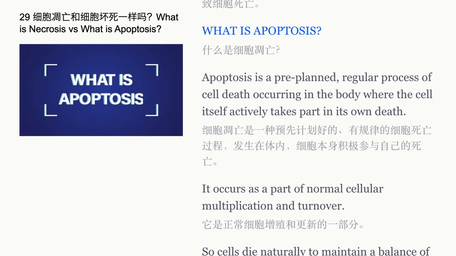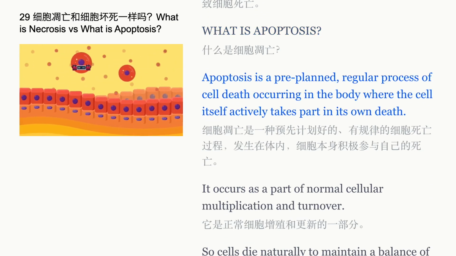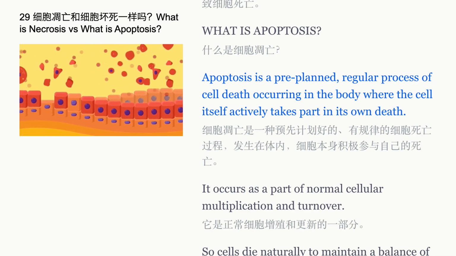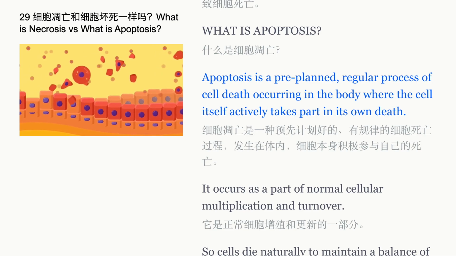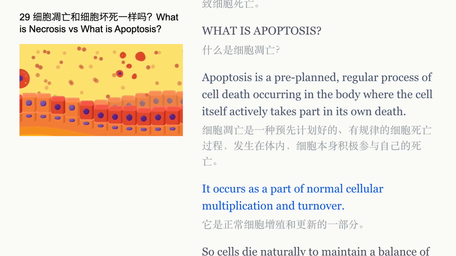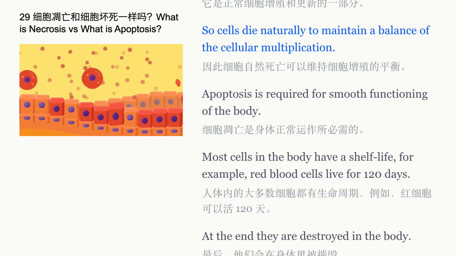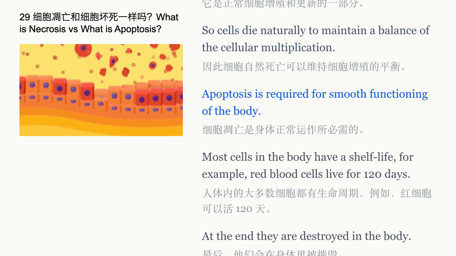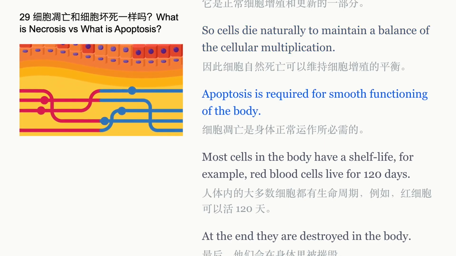What is apoptosis? Apoptosis is a pre-planned regular process of cell death occurring in the body, where the cell itself actively takes part in its own death. It occurs as part of normal cellular multiplication and turnover. So cells die naturally to maintain a balance of the cellular multiplication. Apoptosis is required for smooth functioning of the body.